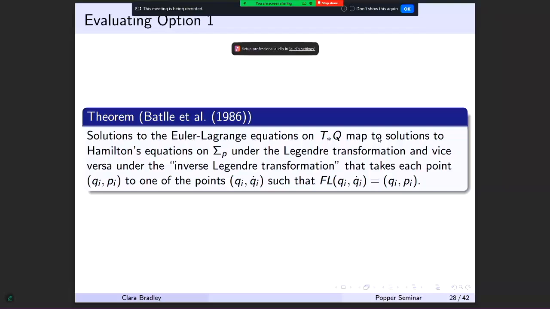Well, what they show is that the solutions to the equations of motion on tangent space map to the solutions on the primary constraint surface under this Legendre transformation, and the other way round under what they call the inverse Legendre transformation, which, remember, isn't a well-defined function, but we can think of essentially what this thing does as taking each point on the primary constraint surface to one of the points on the Lagrangian side that map to that point. So one of those arbitrary points on the left-hand side that map to the one on the right-hand side.